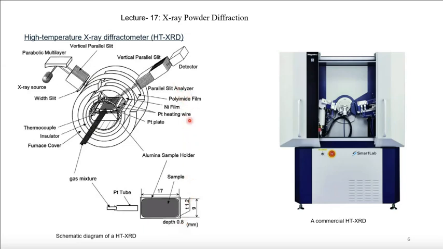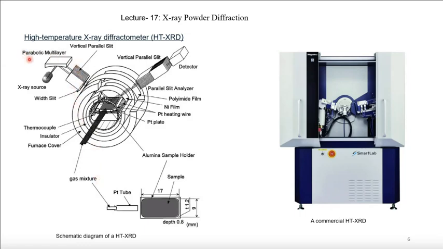And at the same time, in this picture, you can see a commercial HT, high temperature X-ray diffractometer. It looks very simple if we look at the picture on the right, but come to this picture and you will see lots of parameters, so we have to adjust before we start taking our X-ray powder pattern and increasing the temperature.